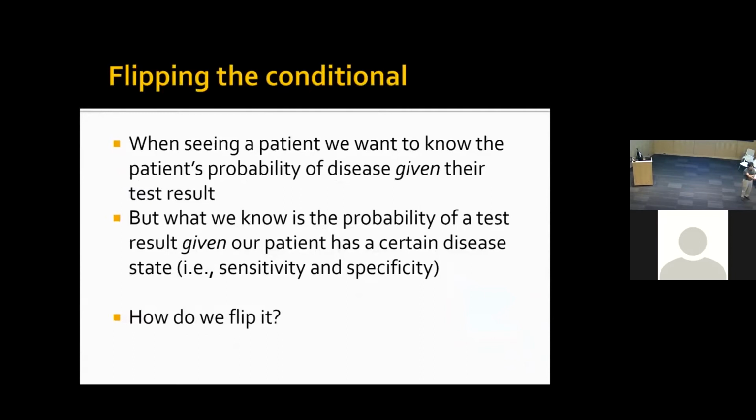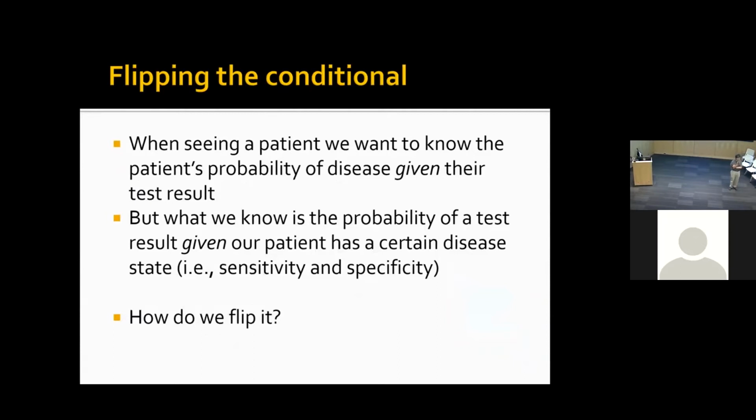So we have to flip that conditional, right? When we're seeing a patient, and we did this in our case control study, we want to know the patient's probability of disease given their test result. But what we have is the probability of a test result given our patient has a certain disease state. That's sensitivity and specificity, right?